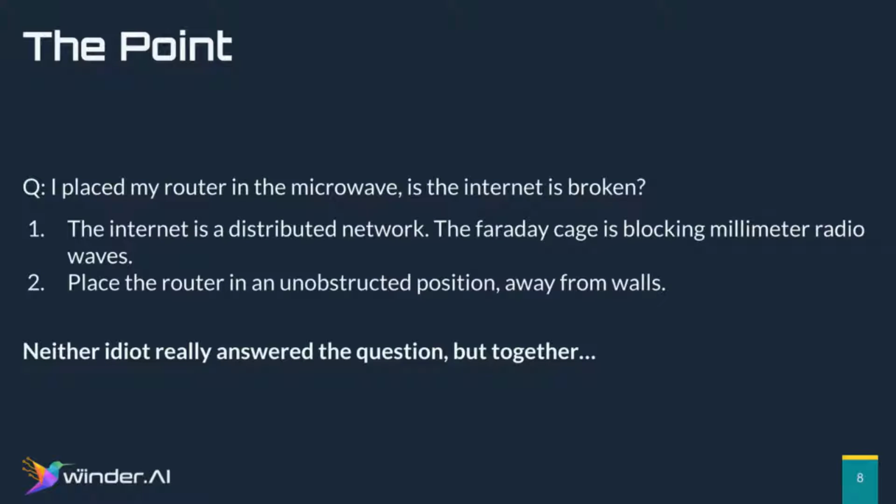So what's the point? Well, the point is that neither of these idiots really answered the question. Idiot one provided some of the facts, and indeed it is unlikely that the user broke the internet, but from the perspective of the user, the internet is not working. It is broken. Idiot two almost gets there by suggesting a better placement of the router, but it doesn't mention anything about microwaves because they aren't mentioned in the manual. So the true answer is probably some combination of those two. The internet is not broken, but it's not working for you because you've placed the router in the microwave. So take it out.